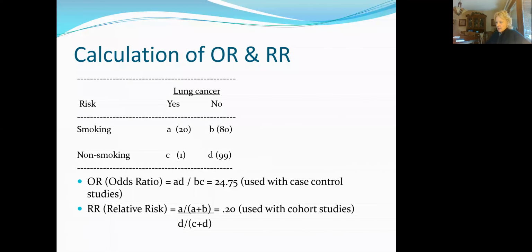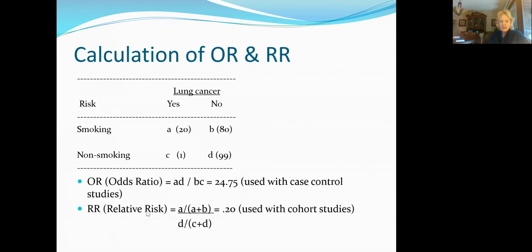So as we look at the odds ratio, it's an estimate of the relative risk in a case-controlled study. In this particular example, as you look across the top, the disease is lung cancer, and it's either yes or no. And the risk is smoking or non-smoking. As you do the odds ratio here, your smokers were 24 times more likely to have lung cancer if you use the odds ratio.